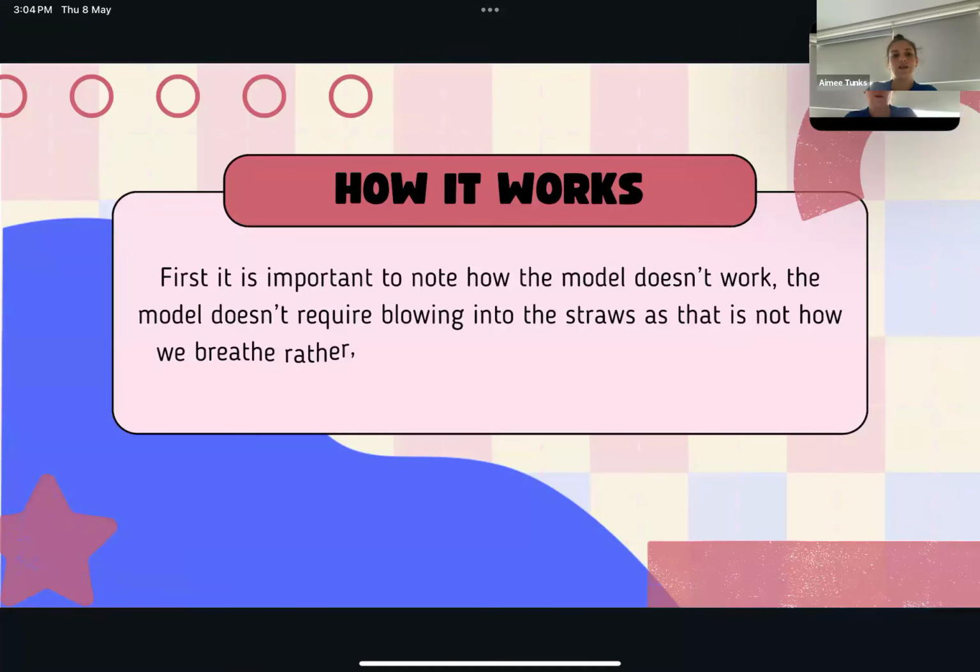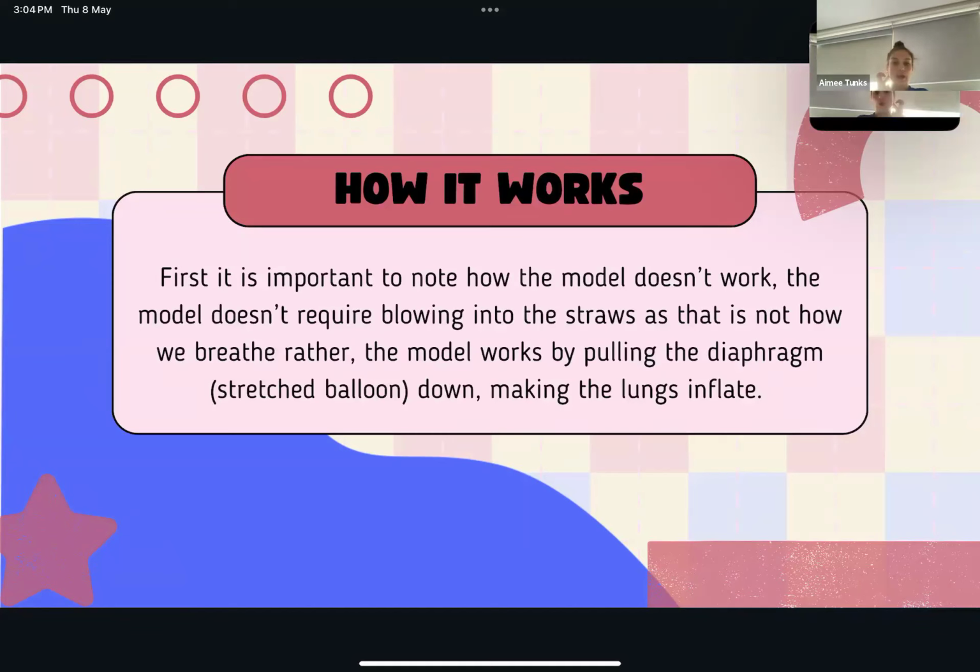Right, so how it works, first it is important to note how the model doesn't work. The model doesn't require blowing into the straws, as that is not how we breathe. Rather, the model works because of the diaphragm and how the diaphragm makes room for the lungs to expand and contract while they are in our bodies. So you can see again there that they inflate when I pull the diaphragm down.